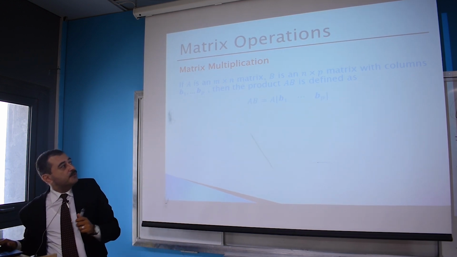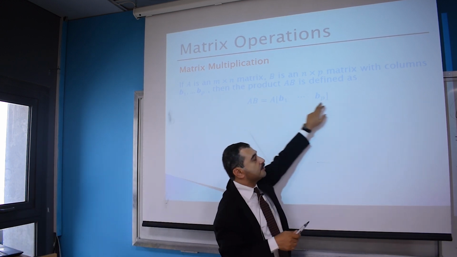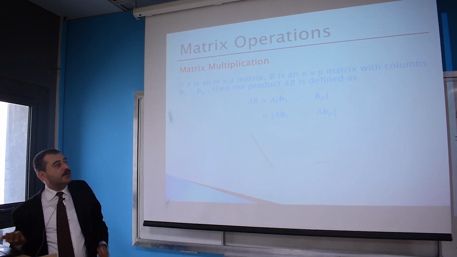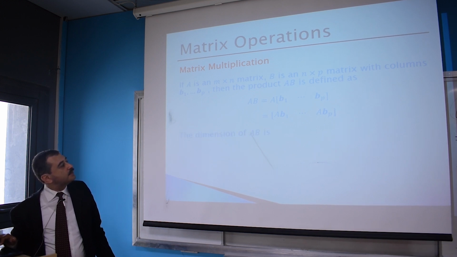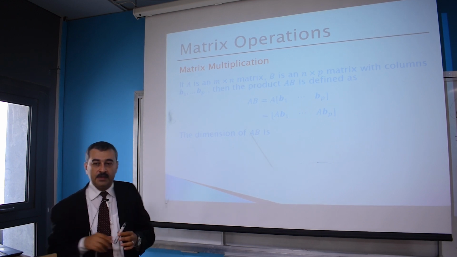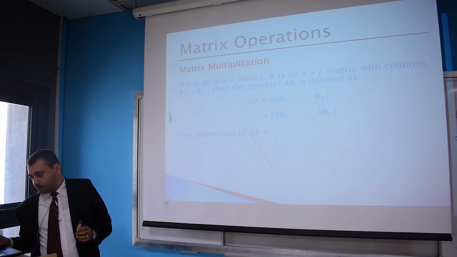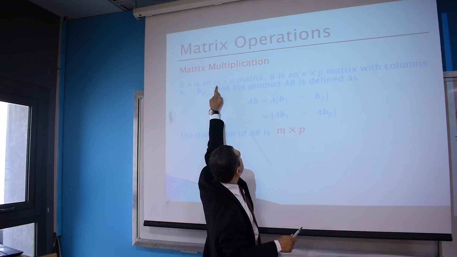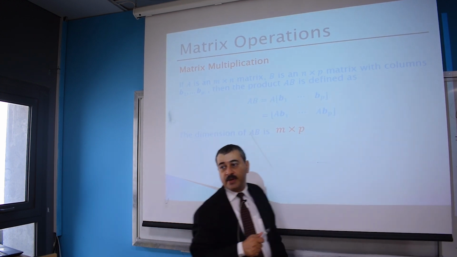And the definition of AB, as we said, is to write the matrix B as an augmentation of some columns or some vectors, and then multiply A by each vector, and then augment the output. What is the dimension of AB? Actually, the dimension of AB would be M by P. This is the dimension of the resultant matrix.